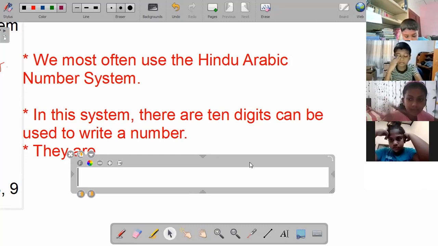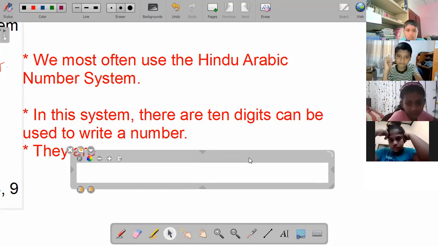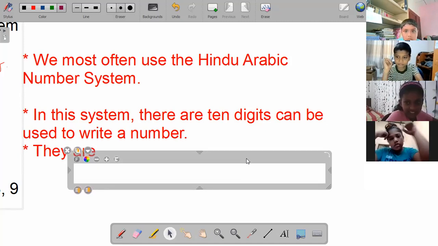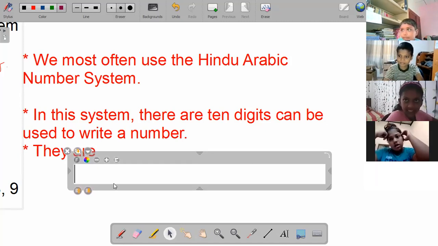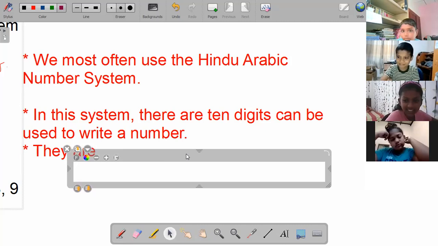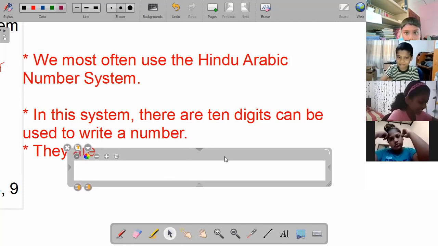If you use pens, you can use different colors, okay? You can use different colored pens, and it helps you remember when you see it.